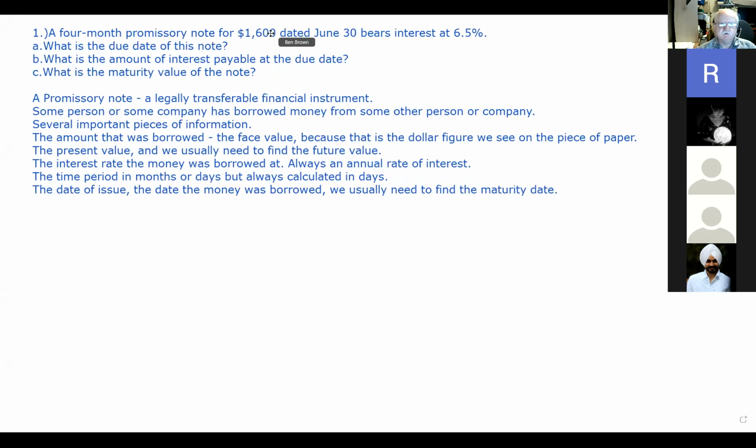The note was for 1,600, and that's the amount of money that was borrowed. And we're going to have to find out how much money is owed when this is due. The June 30th is when the money was borrowed. They haven't been nice enough to tell us the year, but it doesn't matter. And they've told us the interest rate. So we can sort of represent what this looks like on a number line or a timeline. Let's take a look at what we know here.